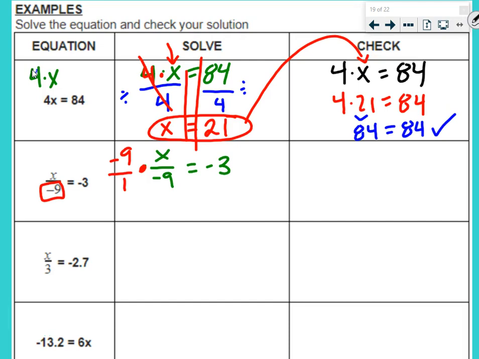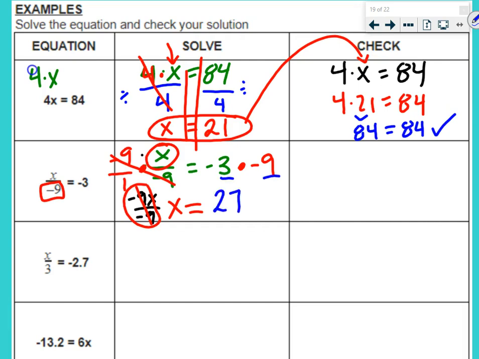But negative 9 times x, this is back to fraction multiplication. We talked about earlier in the year. Negative 9 times x is negative 9x. 1 times negative 9 is negative 9. So I have negative 9x over negative 9. Well, remember, negative 9 divided by negative 9 cancels out. That gives us just 1x. So really, those negative 9's cross out, and we're left with just x. Equals, well, we multiplied the left-hand side by negative 9. We have to multiply the right-hand side by negative 9. Negative 3 times negative 9. Negative times negative is a positive, and then 3 times 9 is 27.